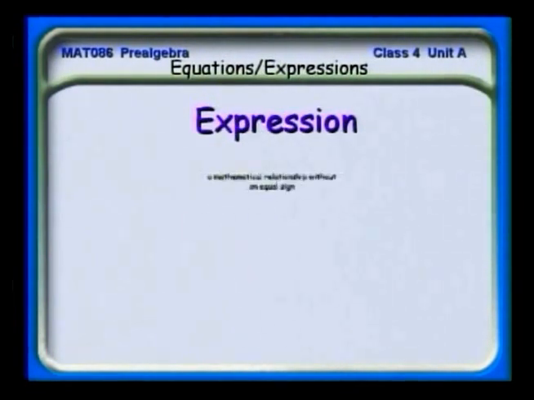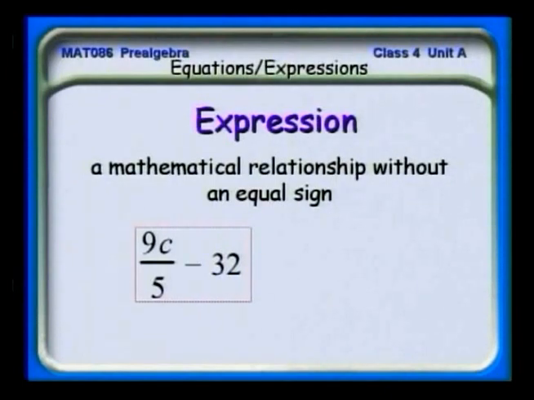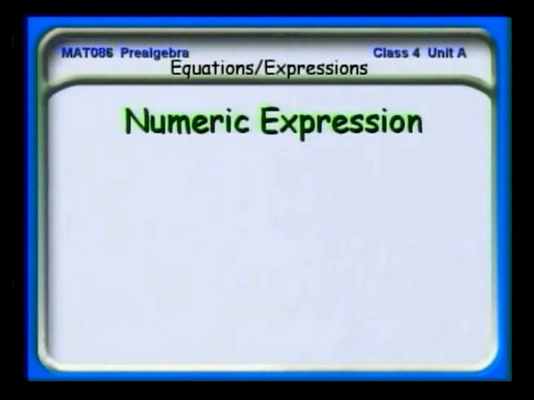An expression is a mathematical relationship without an equal sign. For example, 9c divided by 5 minus 32 is an expression because there's no equal sign in it. And this happens to be the Fahrenheit temperature in terms of Celsius or centigrade.